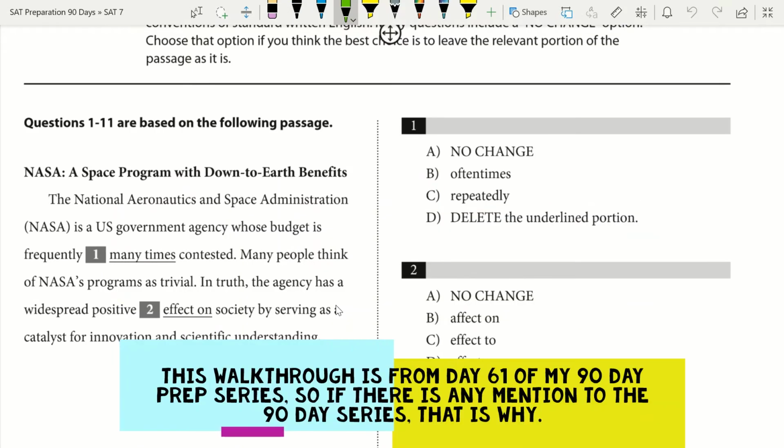All right, let's go ahead and get started with this writing section. I'll be completing this in 35 minutes, treating it just like I would if I were taking the SAT. All right, so we have NASA, a space program with down-to-earth benefits.